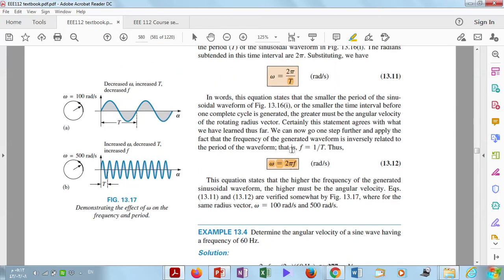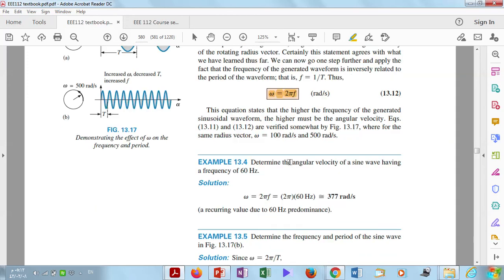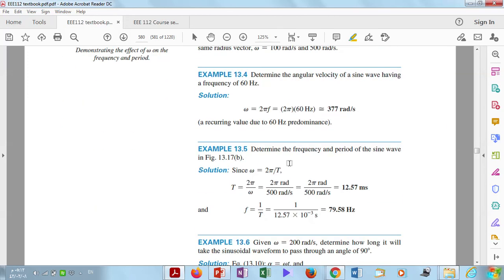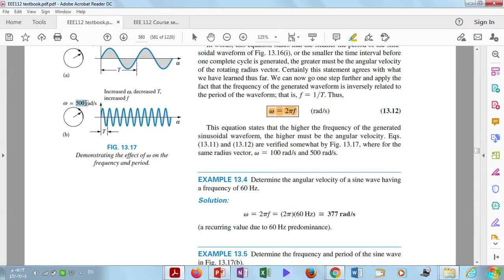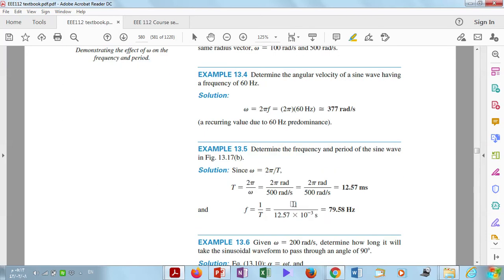We can start by this formula or this. If you find the frequency, you will find the period. If you find the period, you will find the frequency. Anyone you need to start? Let us see the book start by what? Start by omega equal 2 pi over T. This means T equal 2 pi over omega, 2 pi over 500, which is in the question.